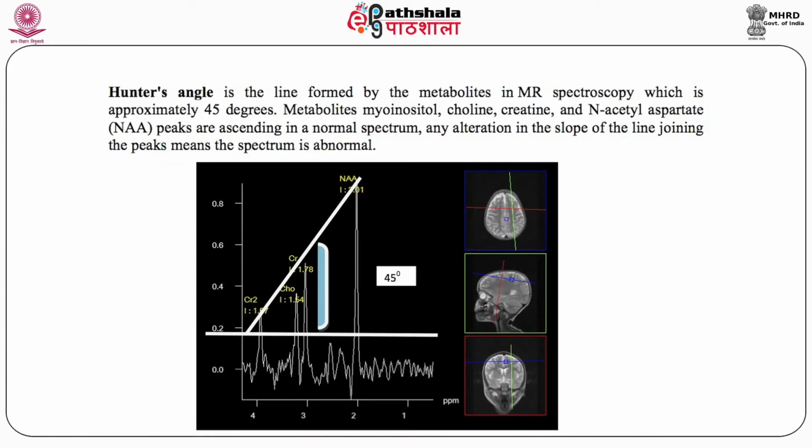Hunter's angle. Hunter's angle is a line that is formed by the metabolites in the MR spectroscopy, which is approximately 45 degrees in angle to the x axis. Metabolites myoinositol, choline, creatine and N-acetyl aspartate NAA peaks are ascending in a normal spectrum. Any alteration in the slope of this line joining the peaks means the spectrum is abnormal. So, it is a rough guide to see if the spectrum is normal or not.